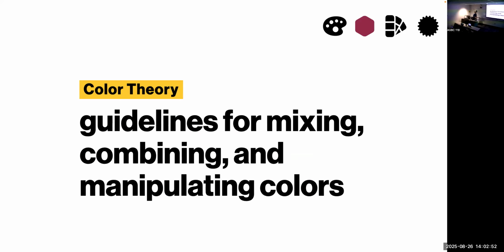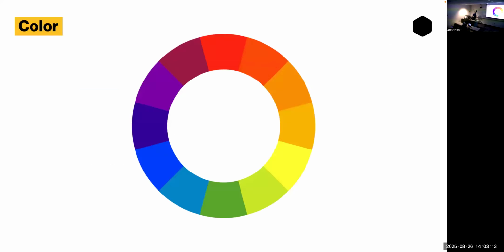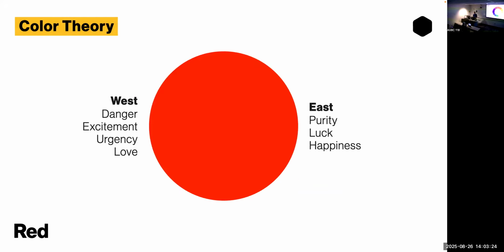Color theory has some problems. There's, again, if you're in one region, color theory is going to be totally different than it will be in another region. But by and large, color theory is the guidelines for mixing, combining, and manipulating colors. Okay. For the most part, color theory has been debunked because of the way that color and the meaning of each color changes based on different cultures. We touched on that a little bit.